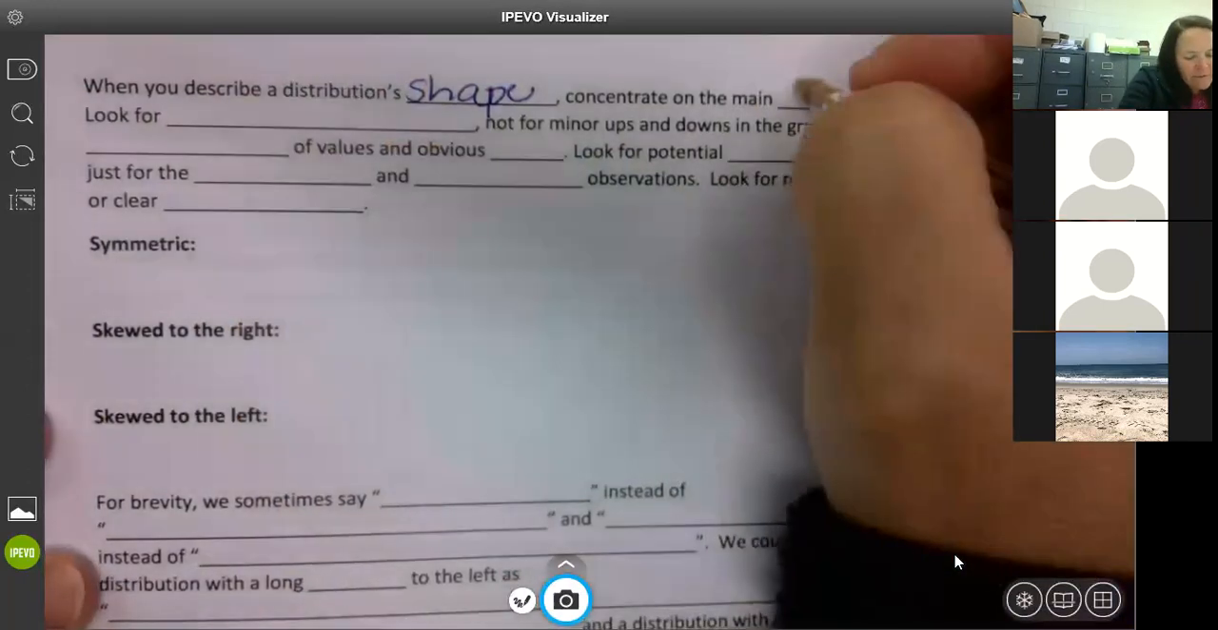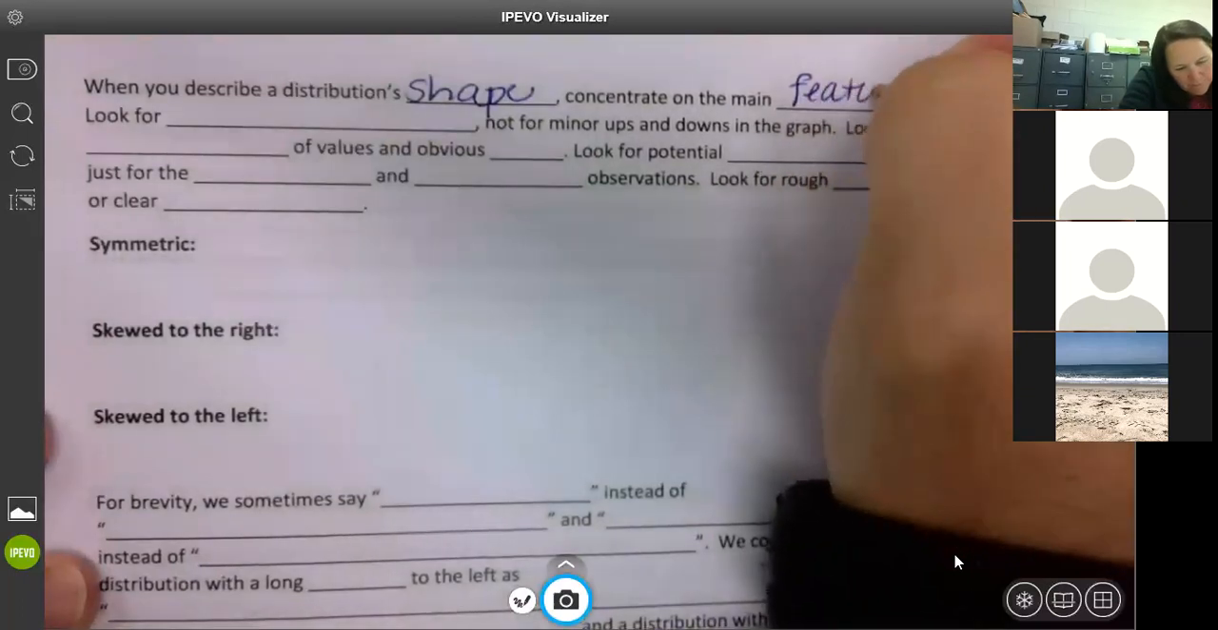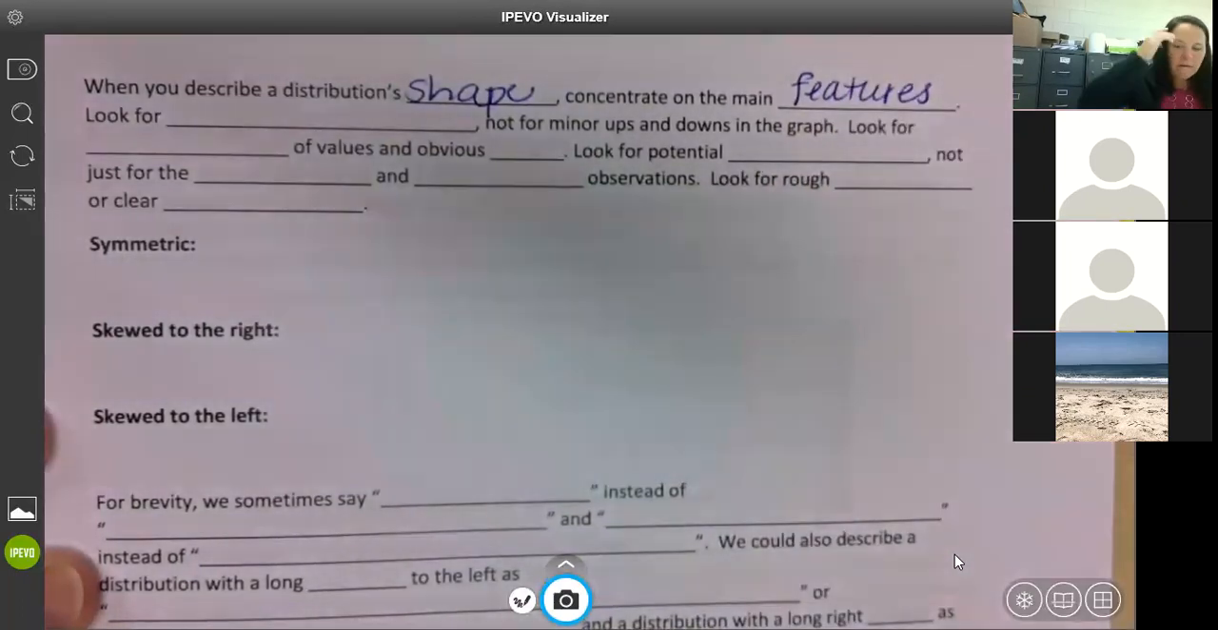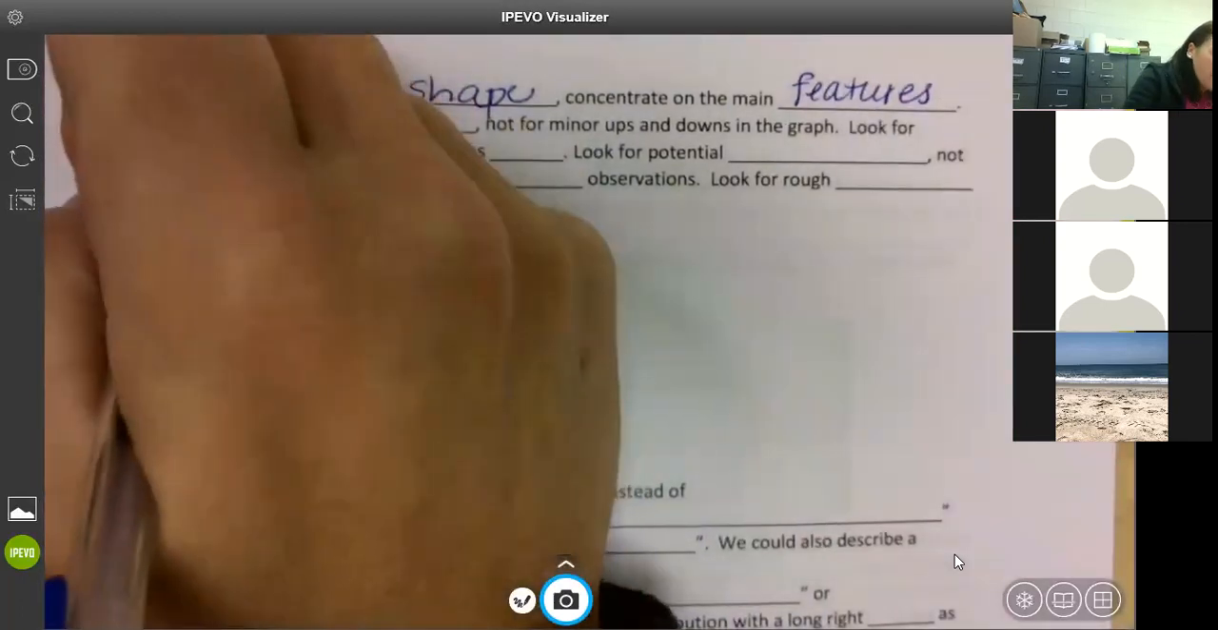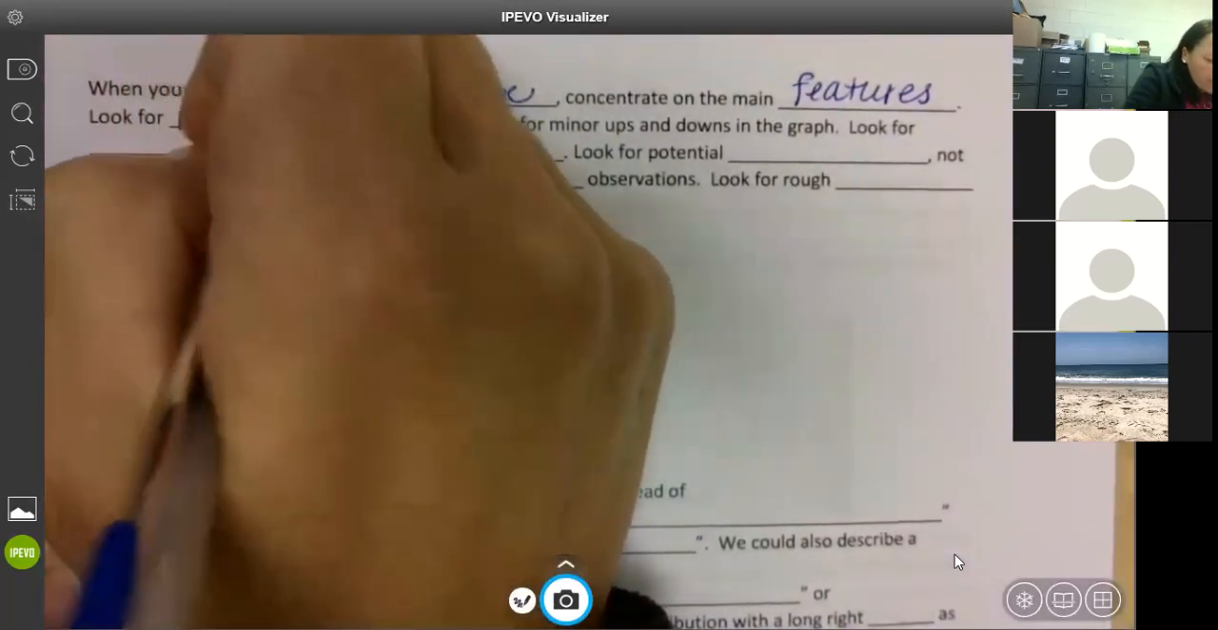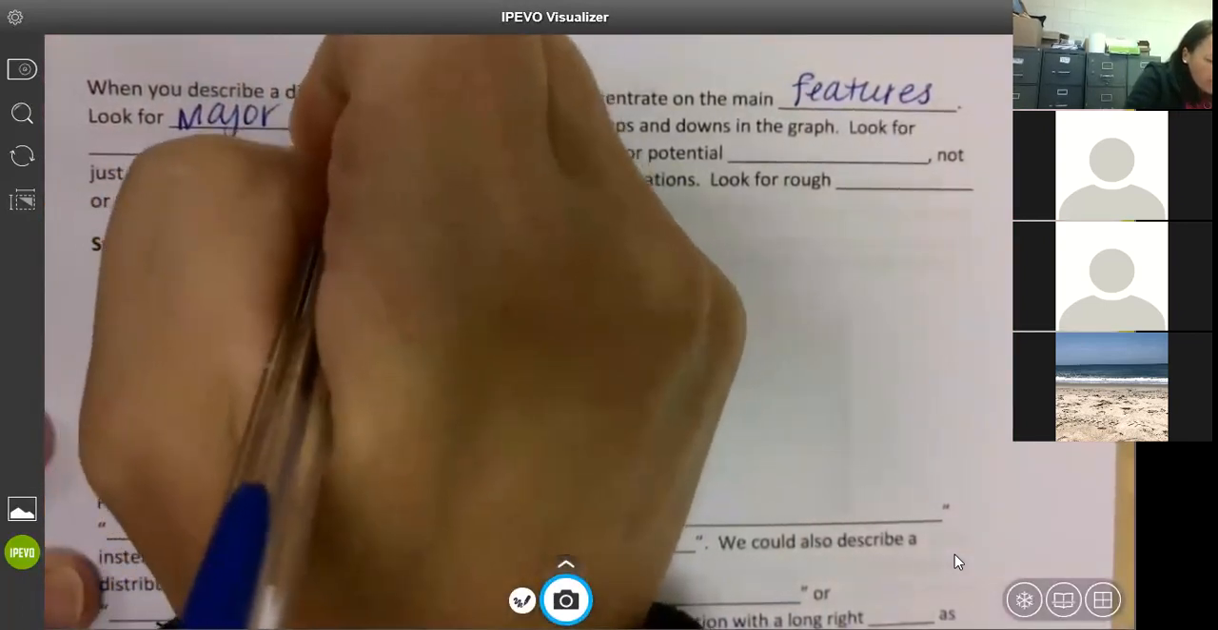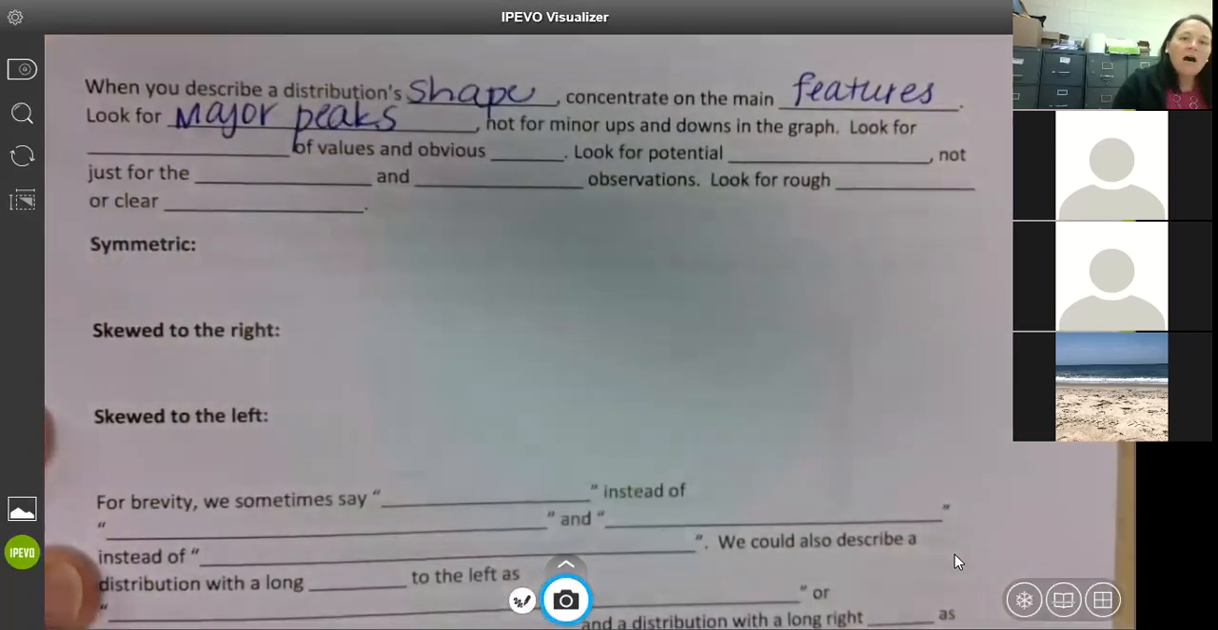Concentrate on the main features. Look for major peaks, not for minor ups and downs in the graph. So even though that graph did kind of loop around in the very beginning, we're just looking at its overall hill shape rather than hills and hills. Okay, so the overall shape.